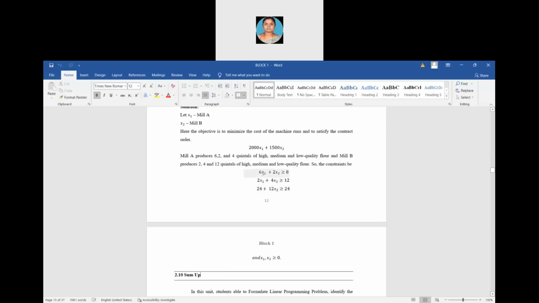So 6, 2 and 4 in this first column. Another one is 2, 4 and 12. This is for mill B: X2 is dealing only with mill B, and this X1 is for mill A. So you are writing in this order, and you have to identify that.